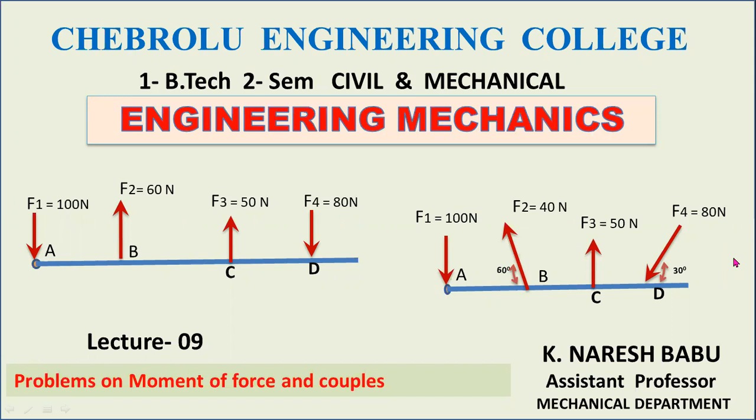This is my ninth lecture on the engineering mechanics subject. This subject is common for first BTech, second semester civil and mechanical students. In this session, I am going to explain these two problems: how to determine the magnitude, direction and position of a resultant. I will explain these two problems.